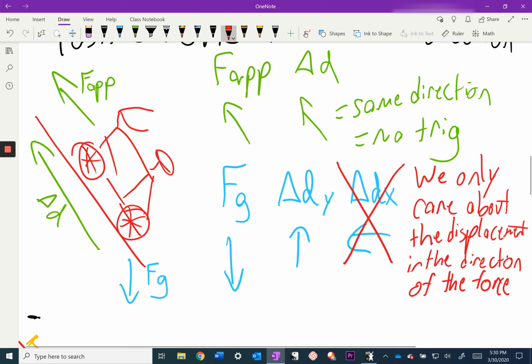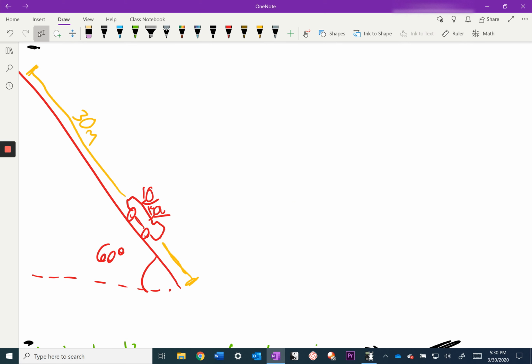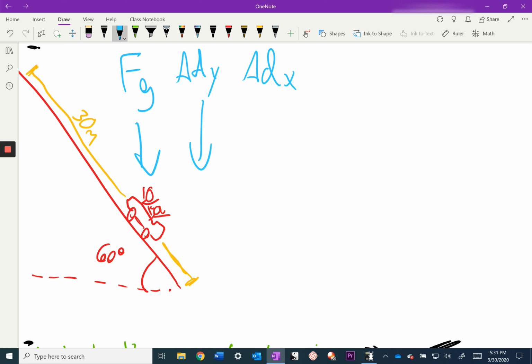So let's look at this roller coaster right here. Okay, so we know that the force of gravity is going to be down. And our displacement here, we have our displacement in the y and our displacement in the x. So our displacement in the y is going to be down. Our displacement in the x is going to be to the right.